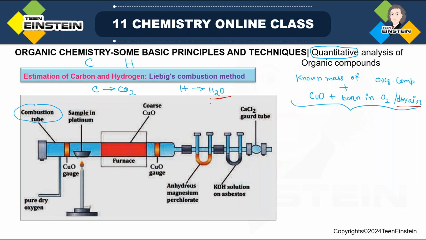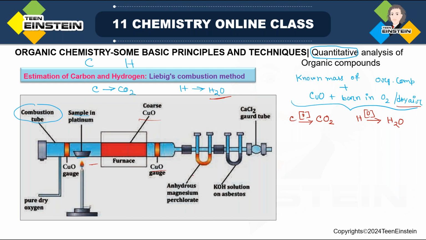So once the reaction is done in the combustion tube, carbon after oxidation will be converted to CO2, and H after oxidation will be converted to H2O, right? Now up to this point you have understood. Of course CO is also present in a different form, but ultimately H2O and CO2 will be produced.